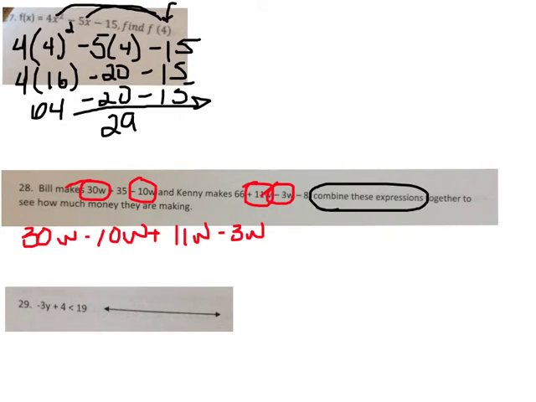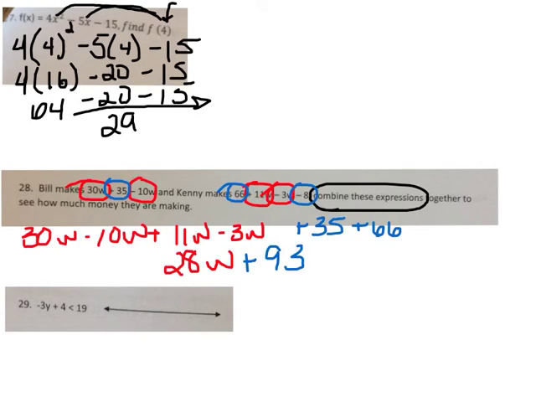So 30 minus 10 is 20. 20 plus 11 is 31. 31 minus 3 is 28W. And in blue now, I will do the positive 35 plus 66 minus 8, and that gives me a positive 93. So what I did was I did plus 35 plus 66 minus 8, and that gives me a positive 93.